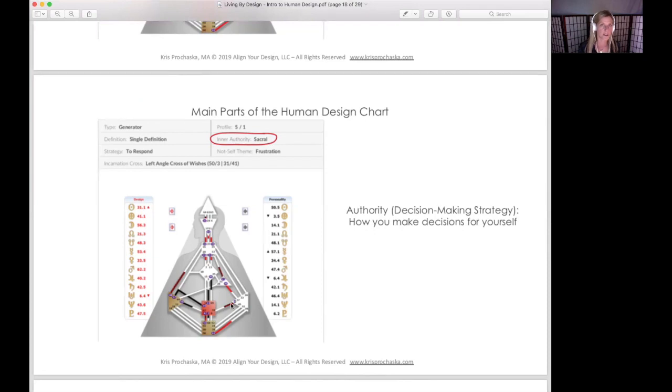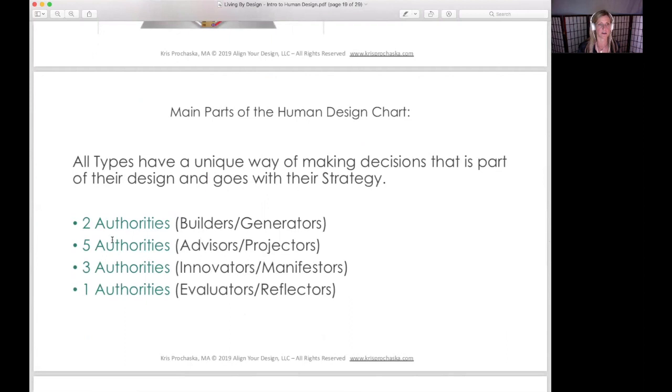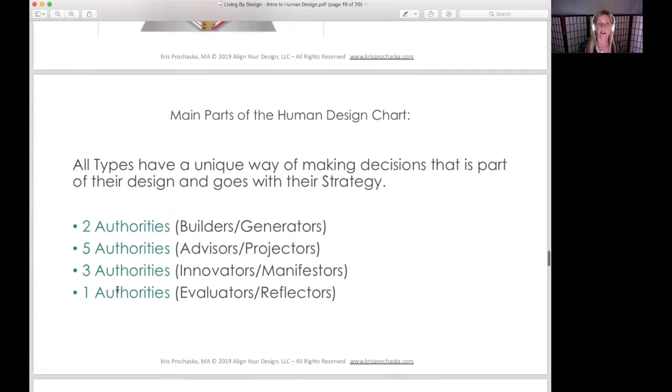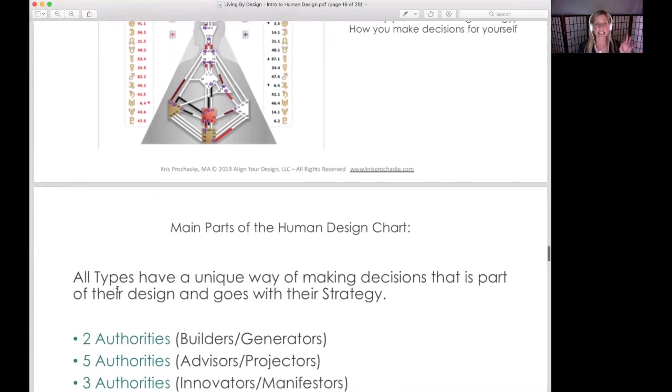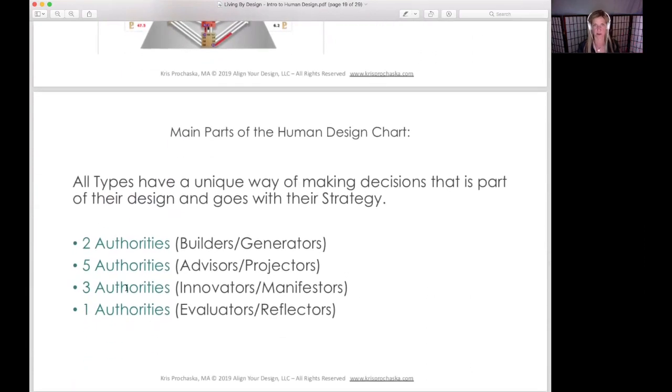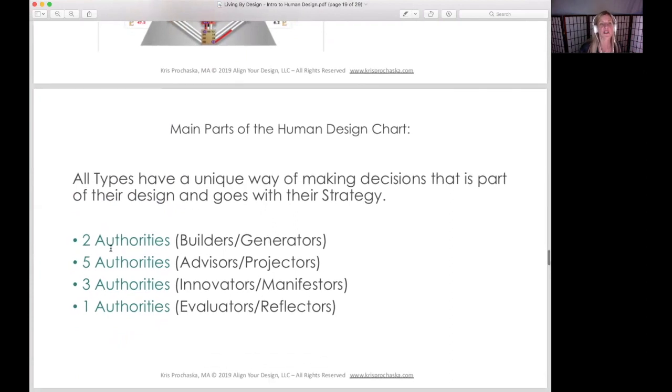And so that other 30% of the population, there are, let's see, we're going to look at this here. There's 6 different decision-making strategies, and each type has several. So let me look at it this way. I'm not doing math well right now. So with builders or generators, we have 2 different authorities, sacral and emotional. Okay. So advisors or projectors have 5 different kinds of authorities, 5 different ways that they make decisions, and it's not with their gut.